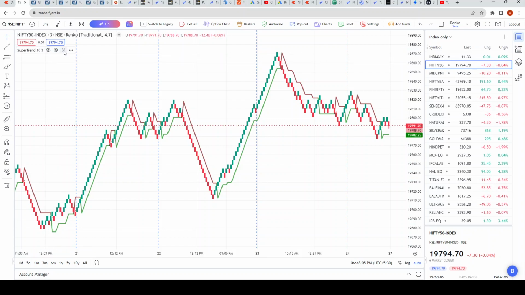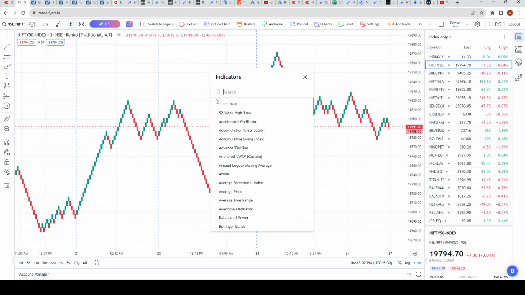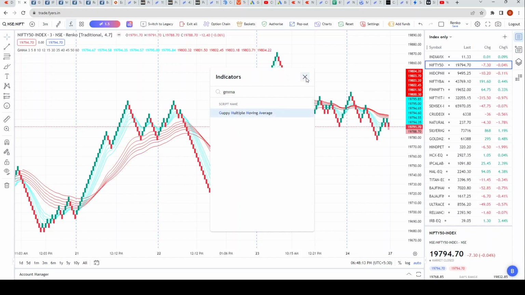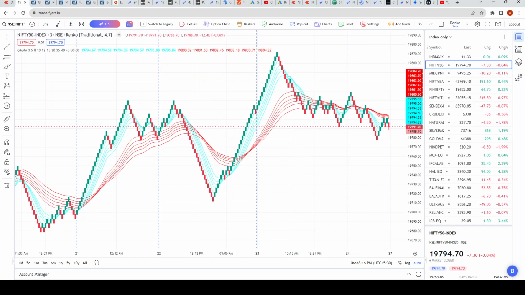The next indicator, I'll take this out. The next indicator that you can use is GMMA, that is Guppy Multiple Moving Averages. This is something that you can again add. Over time, you will get to see, if you add these indicators, what kind of help it's giving you on the chart. All right, so you can use this.